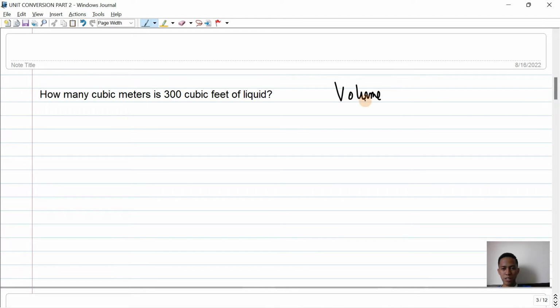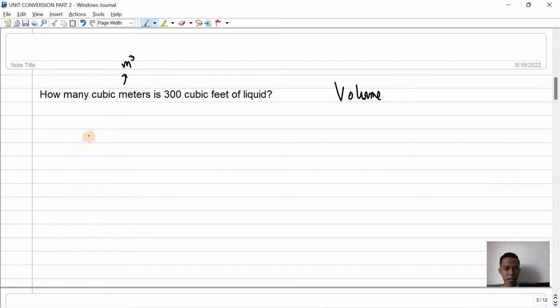Basta meron kang nakita dyan na SI unit of length tapos may exponent 3, that is a volume. Okay, so for example here, convert daw natin yung 300 cubic feet. Convert natin to cubic meter.